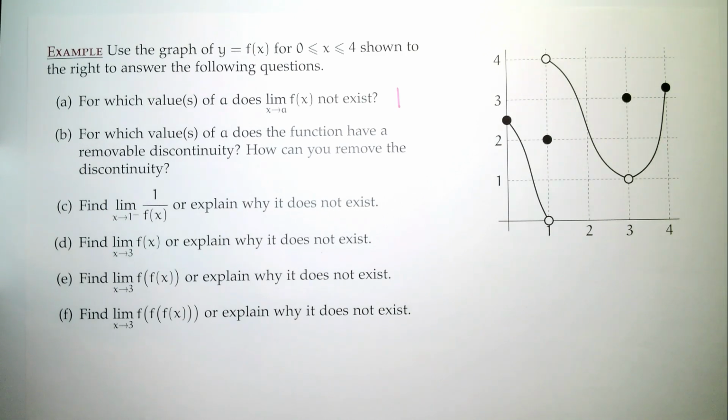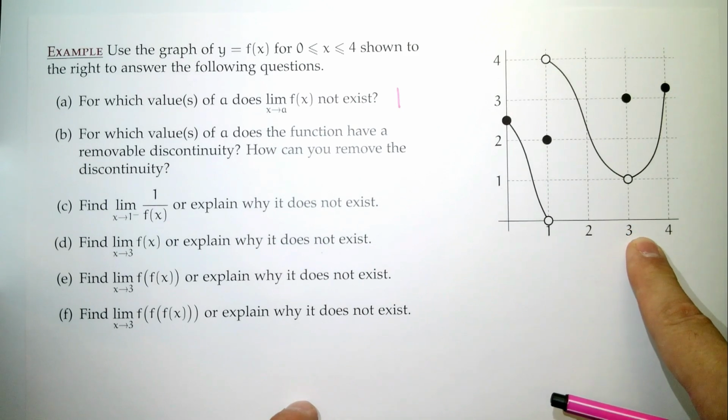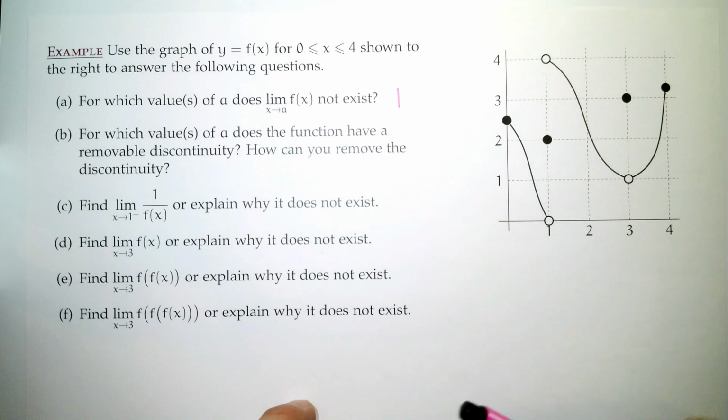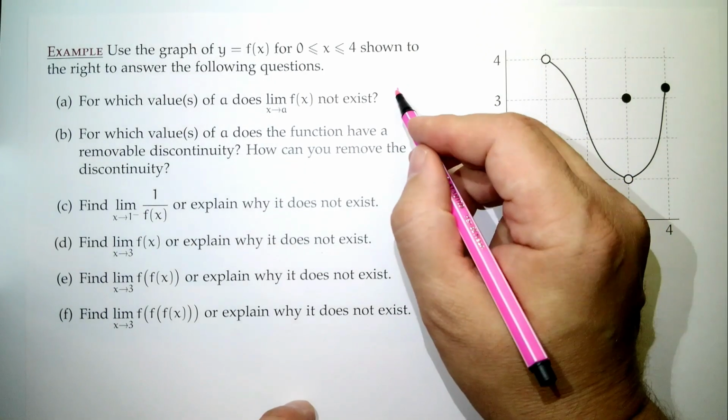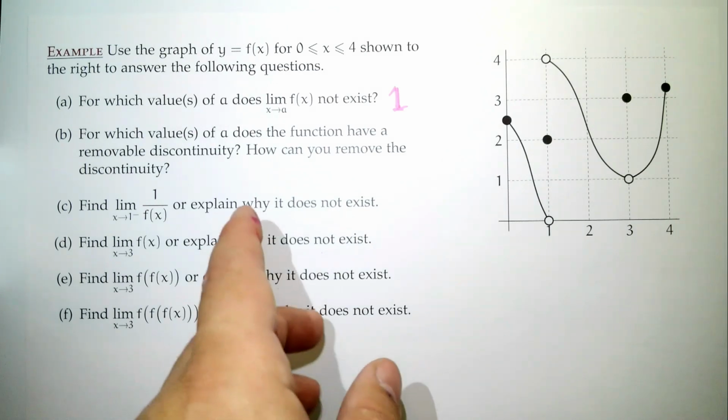Now, you might say, wait a second, what about 3? Does the limit exist at 3? Yeah, the limit actually exists. It just happens to be that the function doesn't work very nicely. All right. Oops, I'm getting ahead of myself.